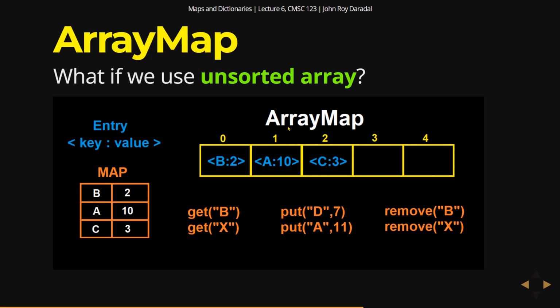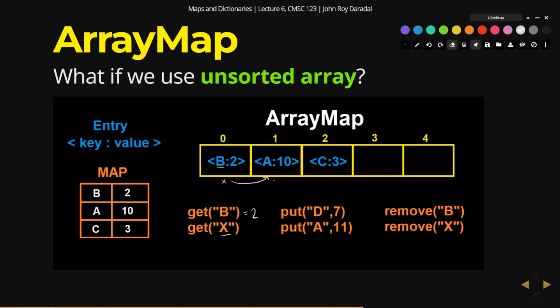Well, actually the same problems exist if we use an unsorted array, because if we get B, for example, what would need to happen? We'll start at index 0, right? And fortunately we had B here already, so this will return 2, right? But what if we get X, which does not exist? Okay, so we'll start at index 0. Is this X? No. Is this X? No. Is this X? No. And so on until we reach the end. So we return null, right? But we have also traversed through the whole array, right?